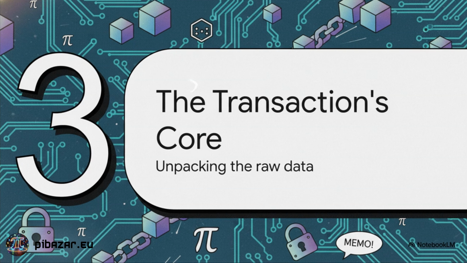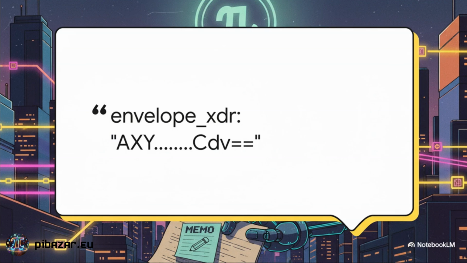All right, time to roll up our sleeves and get our hands a little dirty. We are now going into the absolute core of the transaction, what you could call its digital DNA. This is the raw data that gets permanently baked into the blockchain. Now, I know what you're thinking. This string of letters and numbers, the envelope XDR, looks like a cat just walked across a keyboard.